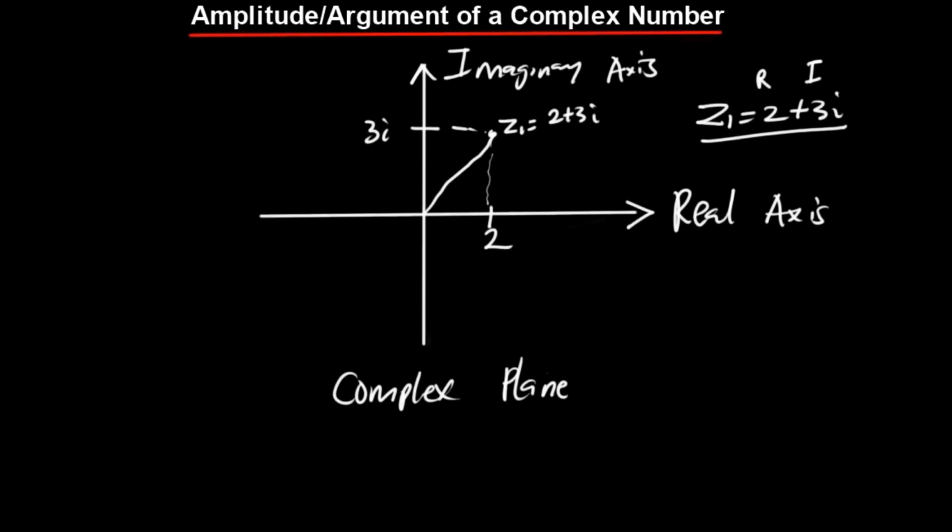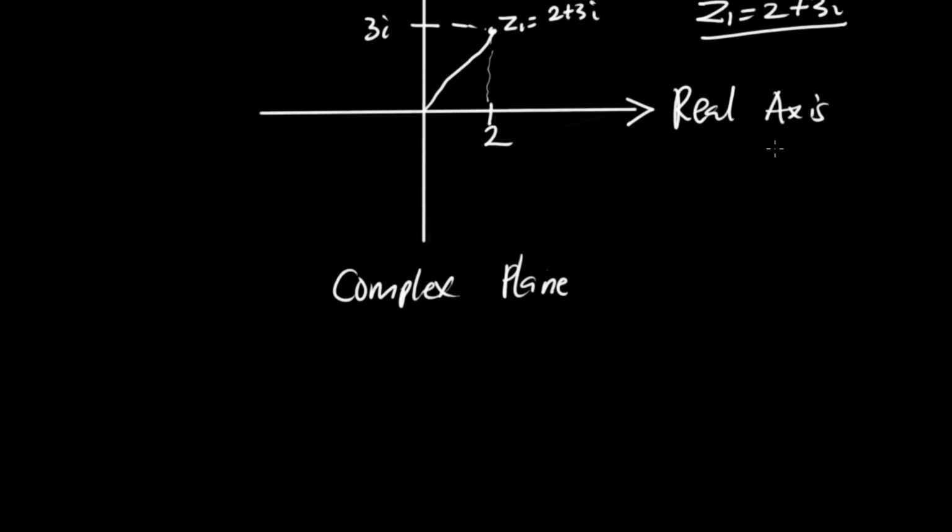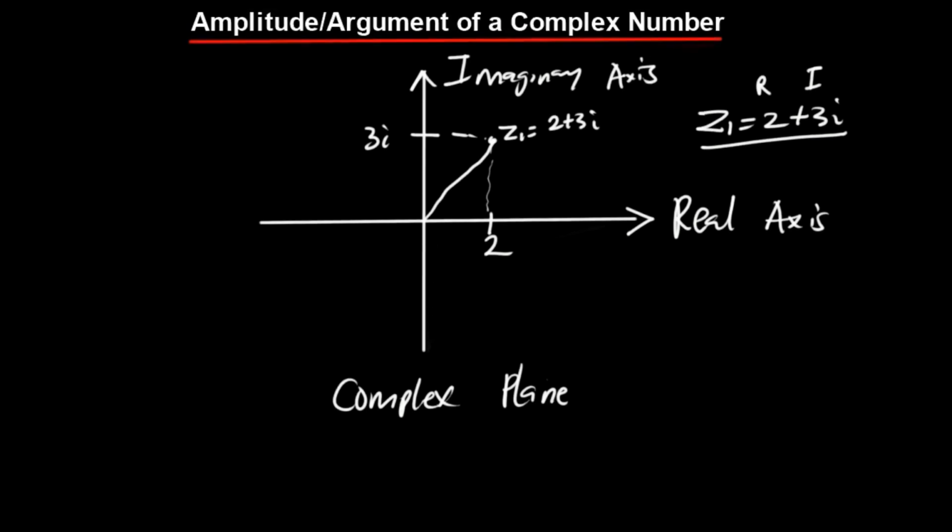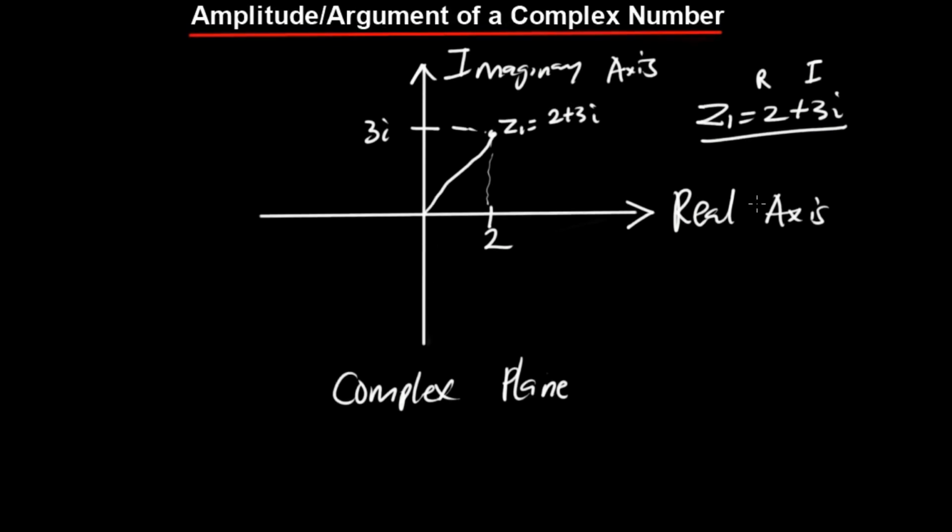Before we start looking at some examples, I would like to give some definitions. We define the positive angle between the complex number z equal to x plus iy and the positive real axis as the amplitude of a complex number. It's simply the angle between the imaginary part and also the real axis.